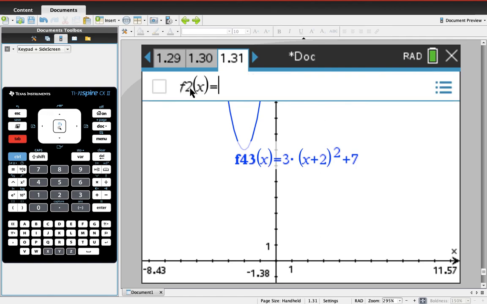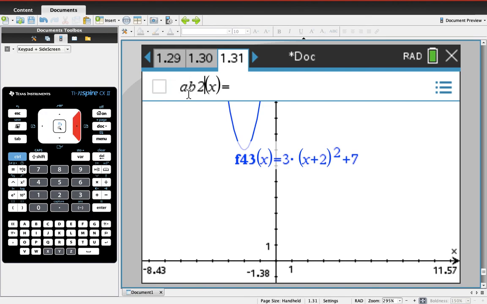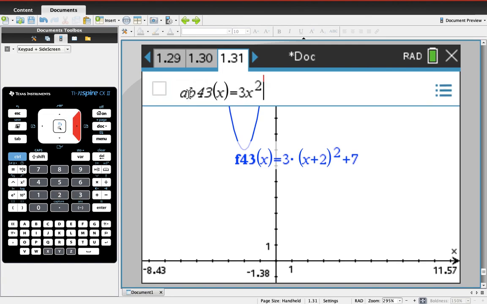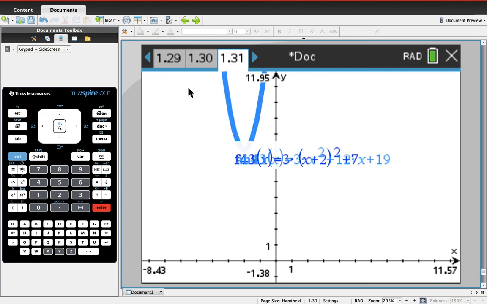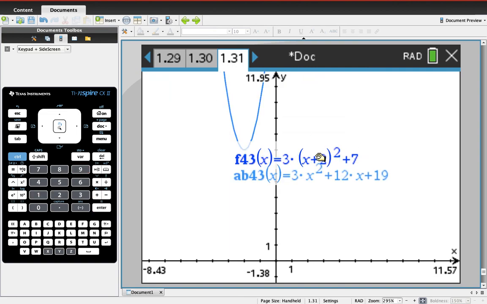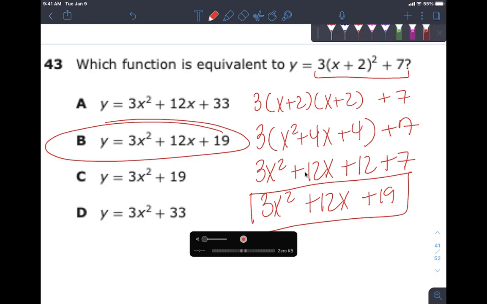Let's go ahead and add in my answer choice. This was answer choice B from problem number 43. And this was 3x to the power of 2 plus 12x plus 19. And look at that, it lays directly on top of it. So these are most certainly equivalent, and that is the correct answer. All right, so we got that one.